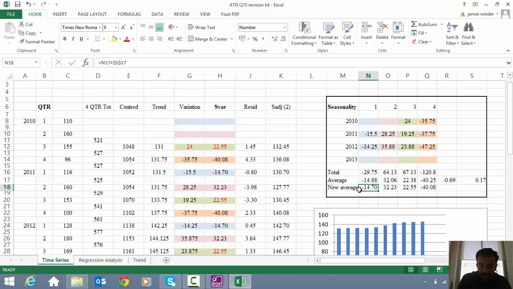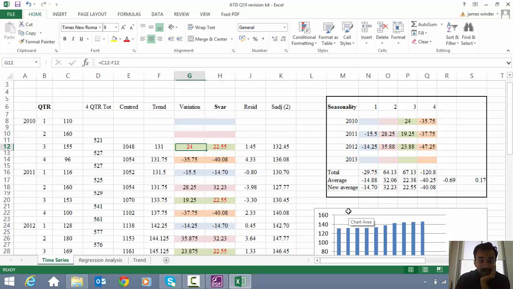Yeah, so you're adding negative 14.88 plus 0.17. That's negative, so it becomes negative 14.7. 32.06 plus 0.17. And now there you go. If you add up these 4 values, it comes out to 0, which is what you want. So you've got the seasonal variation for each quarter.